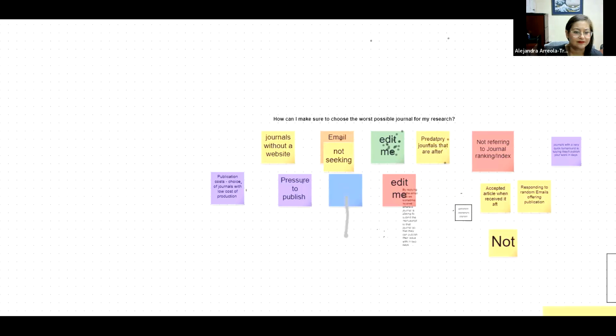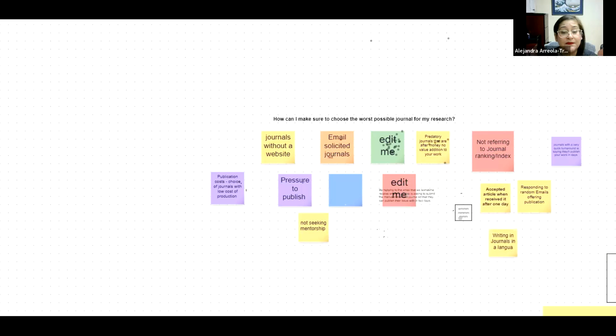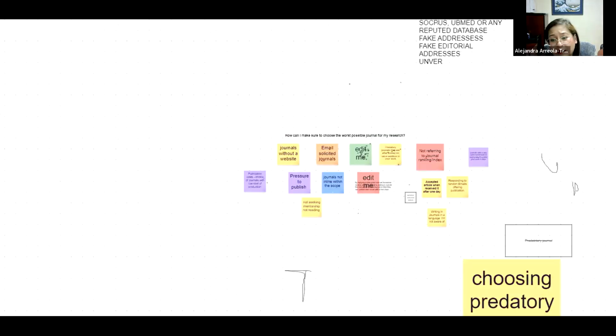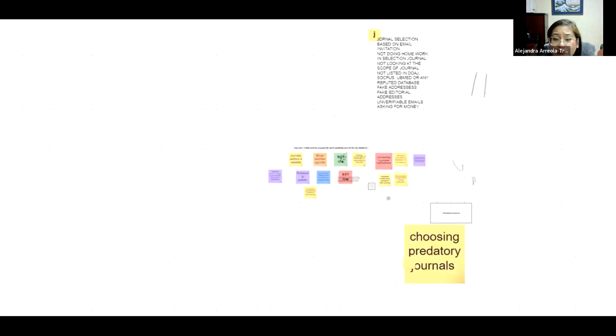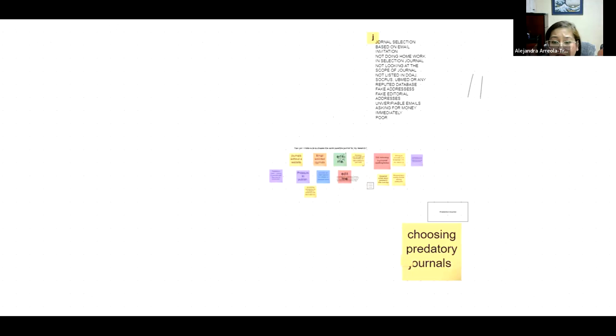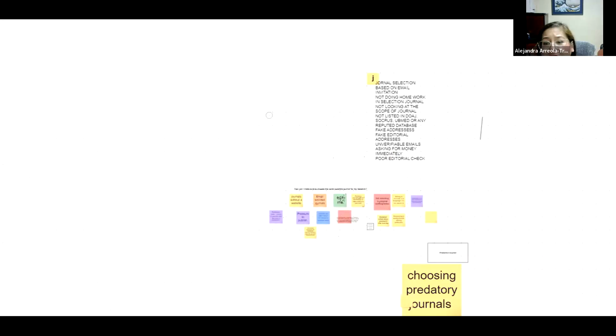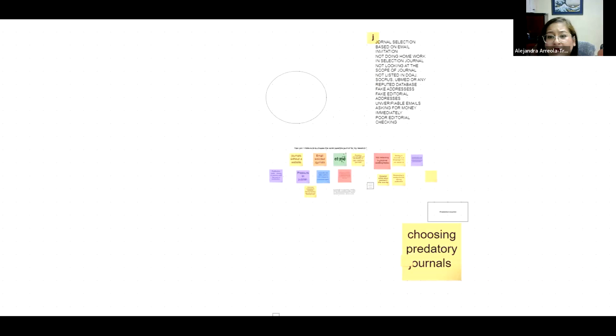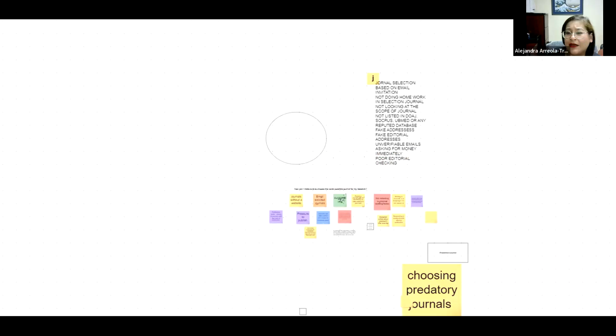Okay, we are seeing a few answers as of now. I can see journals without a website, publication cost, so choosing a journal with low cost of production, not seeking mentorship, or looking at predatory journals, or fast turnout. Responding to random emails offering publication, very good. Selecting a journal based on an email invitation, or not doing the homework in selecting your journal, not looking at the scope, unverifiable email addresses.